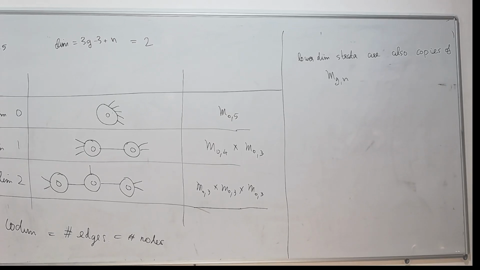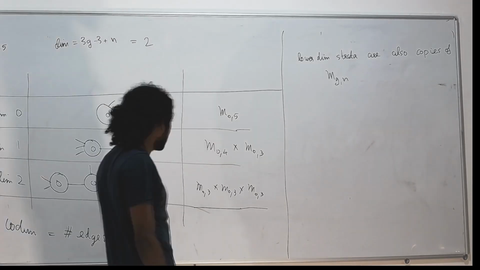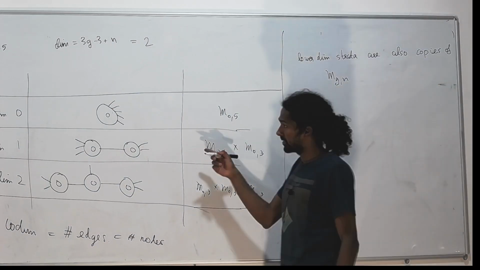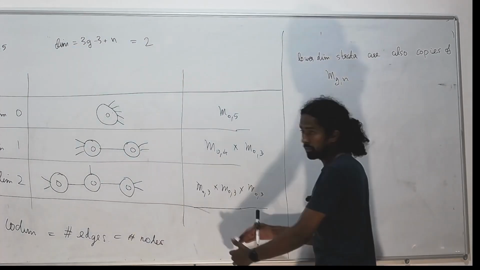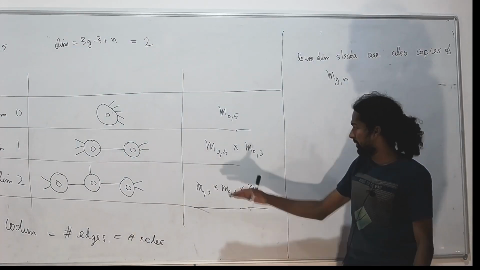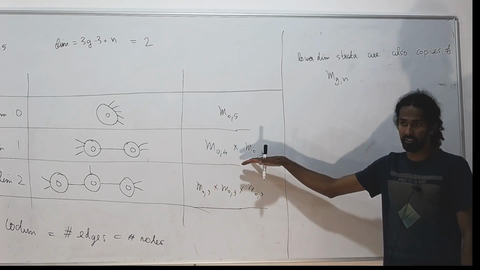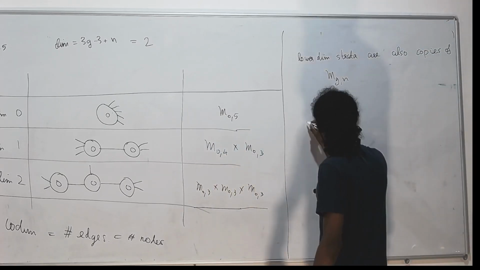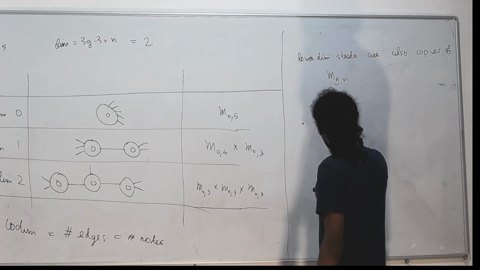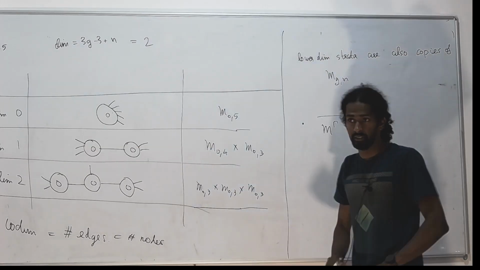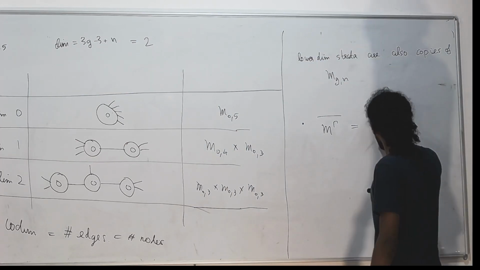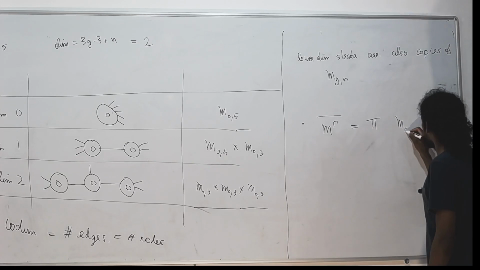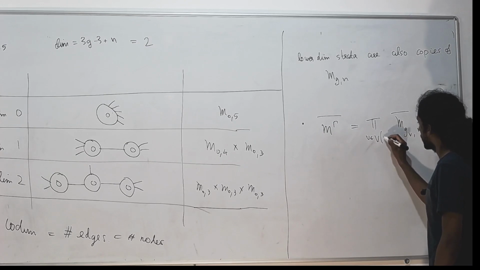Oh, and the other thing is that if you take the closures of these strata, then you get the ones that are below it as well. But what are those? They're just compactifications of these things. So if I take these strata and take the closures of them, these are just the product of M_{g_v,n_v} bars, where v runs over all vertices.